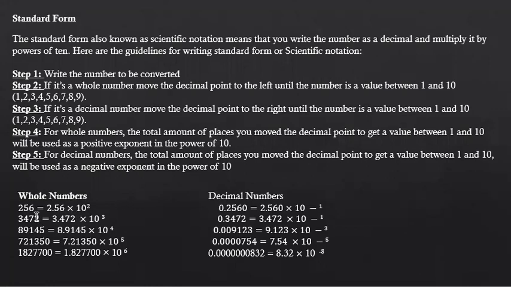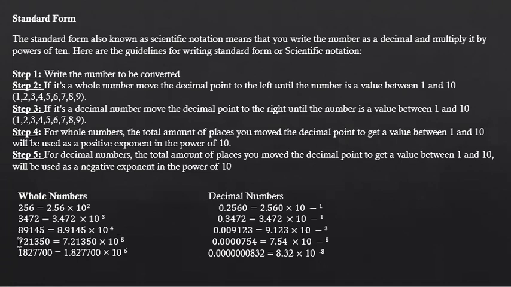And because it moved 3 places to the left, it's 3.472 multiplied by 10 to the power of 3. Then you have 89,145. You move 1, 2, 3, 4 places to the left. It becomes 8.9145 multiplied by 10 to the power of 4.